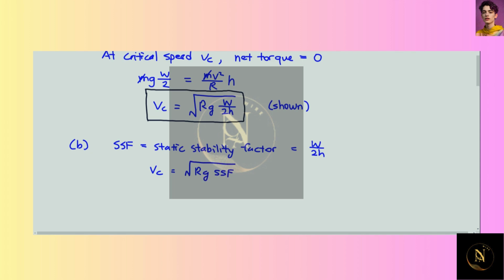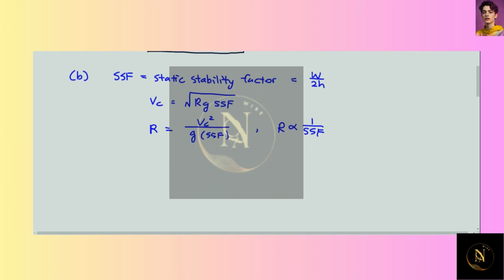And then we can rewrite the whole thing to become like this, and so r is inversely proportional to SSF. We have 1 to be the passenger car, and 2 will be the SUV.